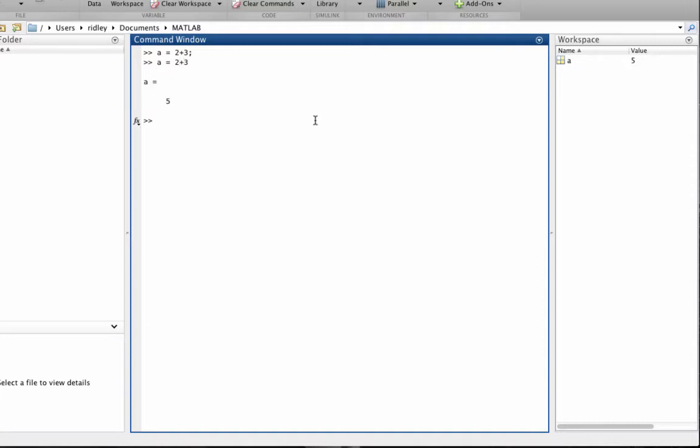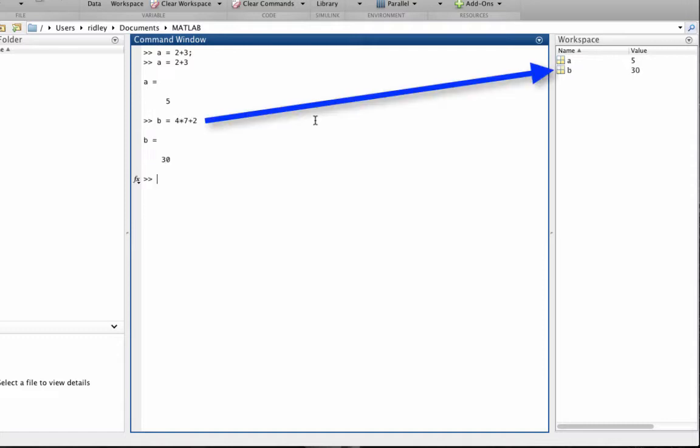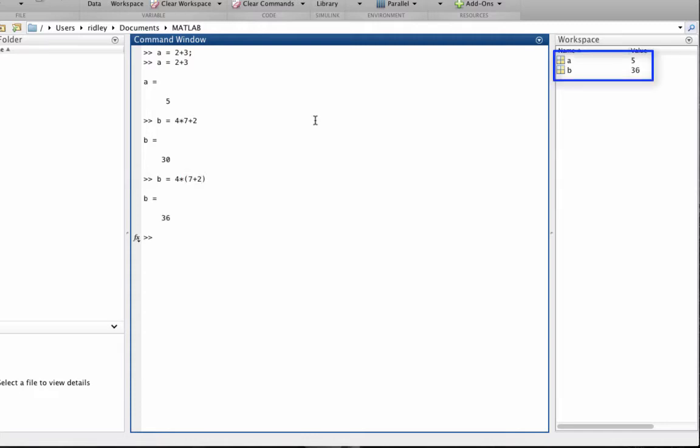Then we can set a variable b. b is equal to 4 times 7 plus 2. We don't use a semicolon, and it's reported, and it shows up in the workspace also. Now, if we use parentheses, you can see that we'll get a different answer because it actually does the 7 plus 2 first.